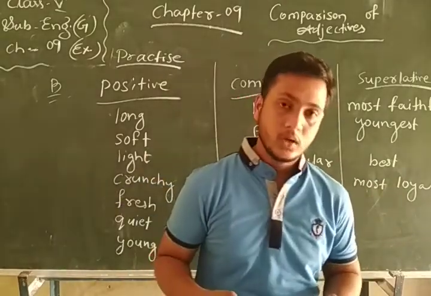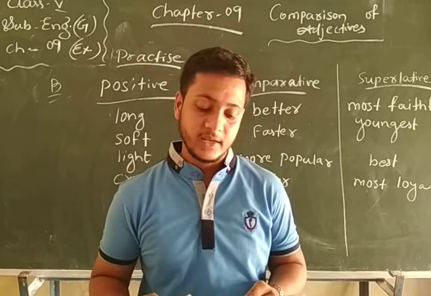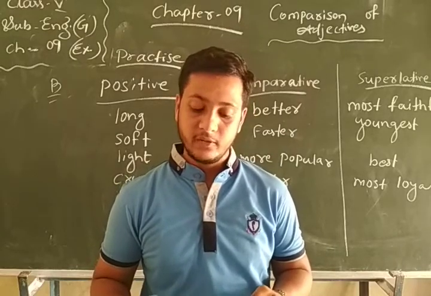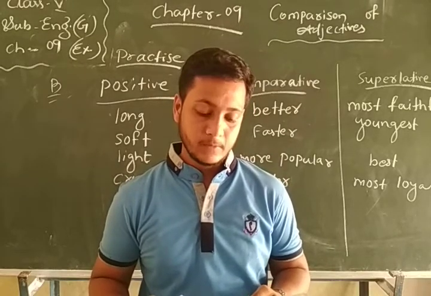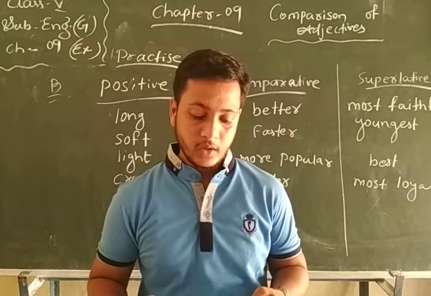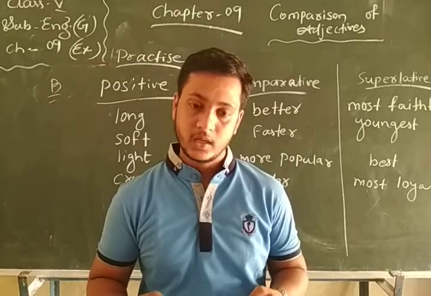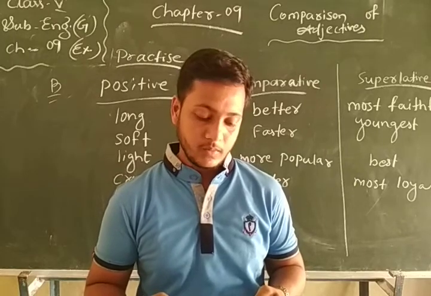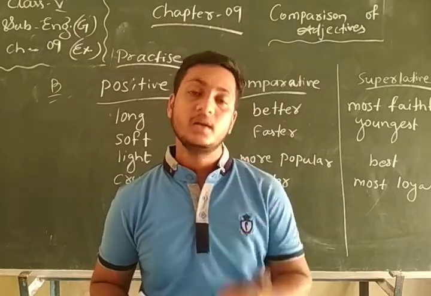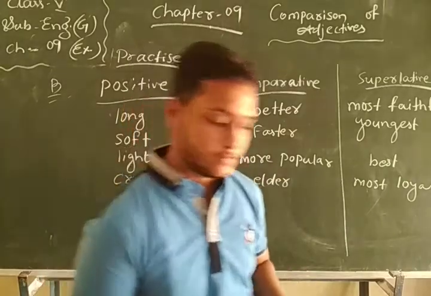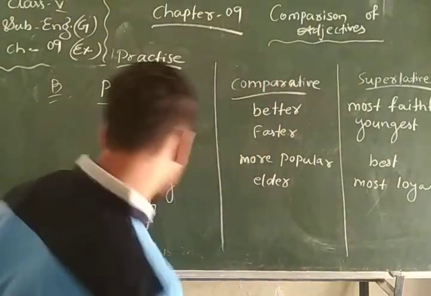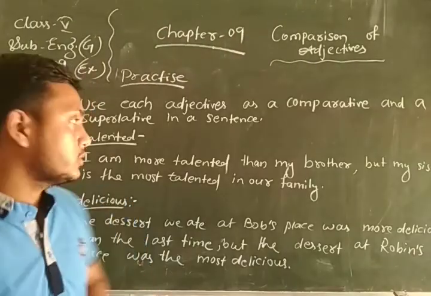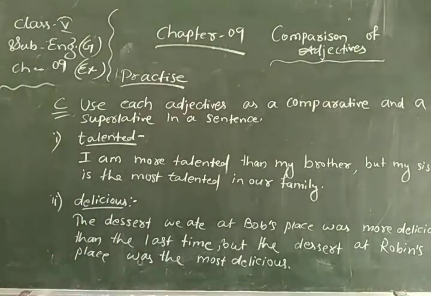Okay, then come to number C. Use each adjective as a comparative and a superlative adjective in a sentence. Okay, so here some words are given. We have to use each in a comparative form and also in a superlative form, and make a separate sentence of it.